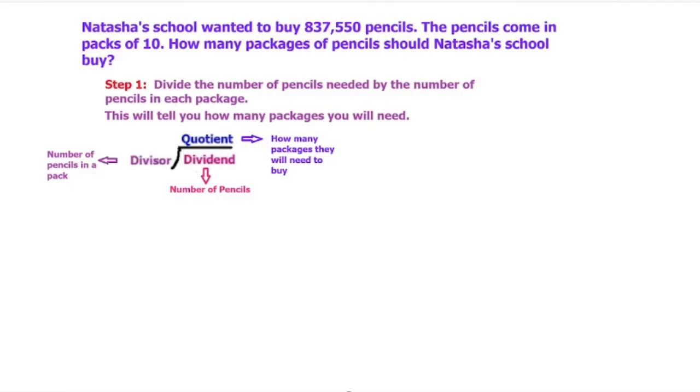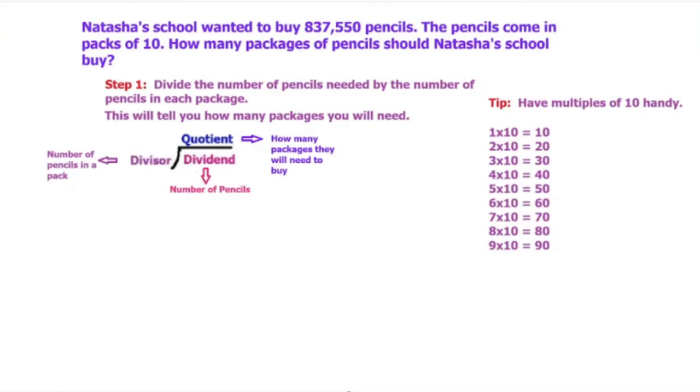Okay, so now we can have our multiples of 10 handy. So because we're dividing by 10 here, let's have this handy. And that is something you could do for all long division in future. So now let's rewrite our problem. So now we have 10 divided into 837,550.